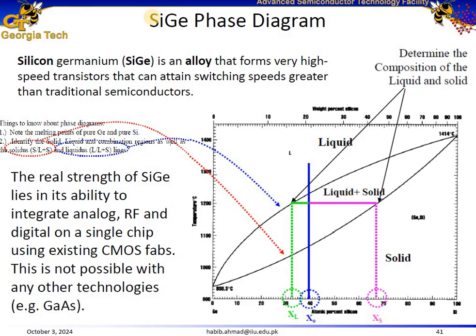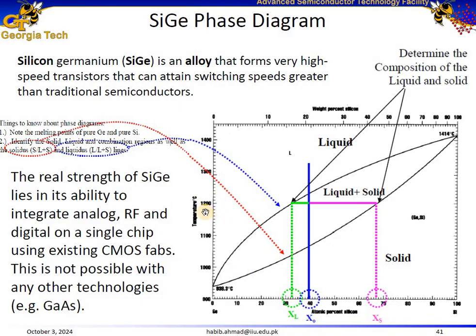The key benefit of silicon germanium is its ability to achieve higher switching speeds as compared to traditional silicon-based semiconductors, making it ideal for high-speed electronics. Now let's have an overview of the phase diagram.